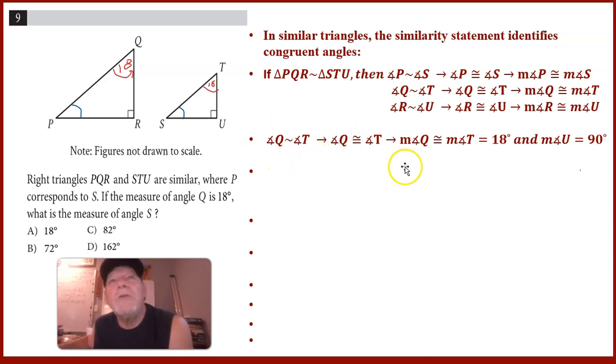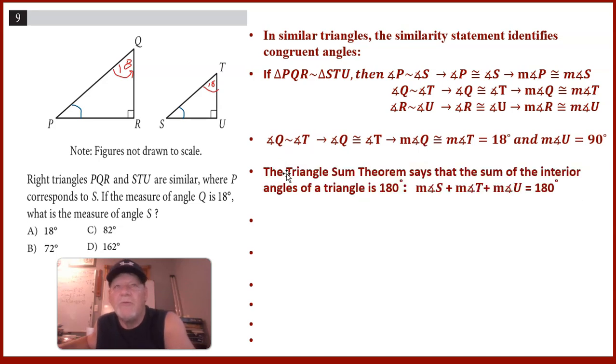So I know that Q and T are going to be the same. So I know that Q and T is 18. I've already put that in the chart here. I'm writing it in. And U is 90. What do you remember about a triangle that you were taught in geometry class? Well, there's something called the triangle sum theorem, and it says that the sum of the interior angles of a triangle is 180. So I could take the measure of angle S plus the measure of angle T plus the measure of angle U, and I can say it equals 180.